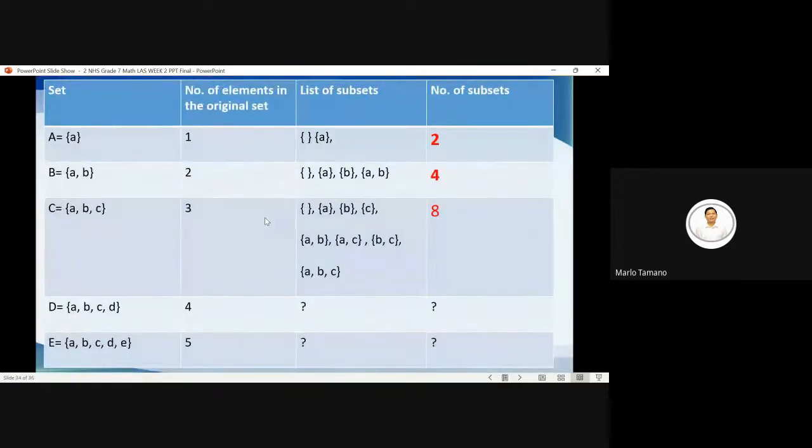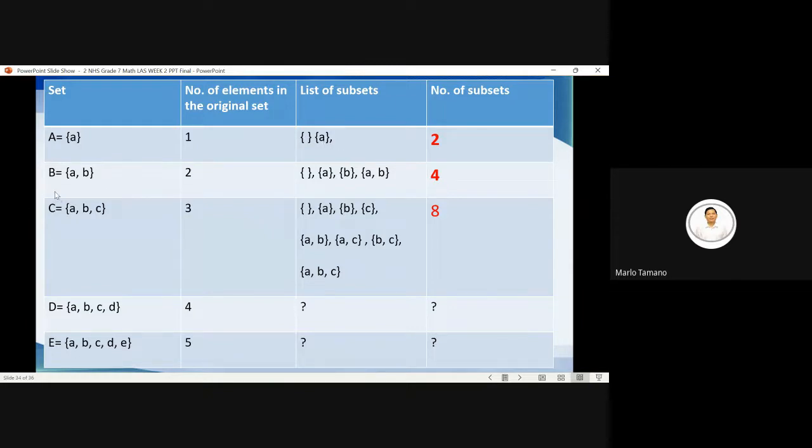Now, we have here the table divided into 4 columns. The first column is set. The second, number of elements in the original set, list of subset, and number of subset. Let's see. Set A contains one element only. This is A. How many elements does this set A have? There is one element. Then, list of subset. What are the subsets if it has only one element, which is A? Empty plus A. There are 2. Number of subsets, 2. Just count two. Empty plus A. That is 2 subsets.